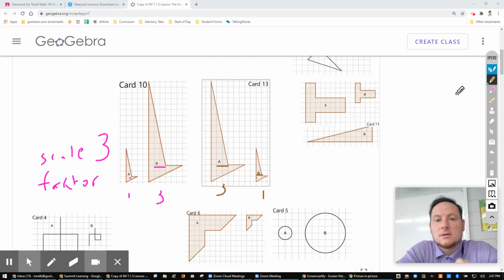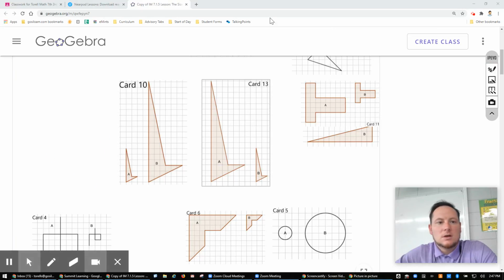So instead of dividing by 3, it would be the same thing as multiplying by 1/3, right? So on card 10, our scale factor is 3, but on card 13, our scale factor is 1/3. So one we're 3 times as large, and the other one we're 1/3 the size. Does that make sense? Hopefully it does. All right.